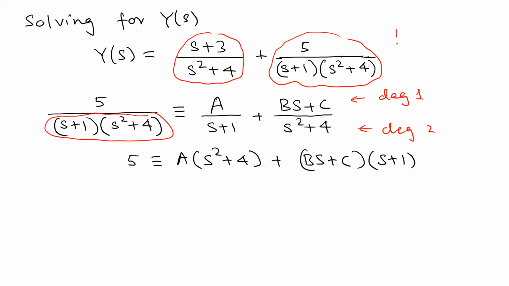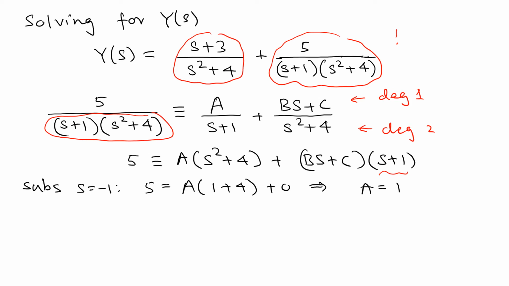So let's do substitution. You can see that you can make this term 0 by plugging in s equal to -1. So when you do that, you get 5 on this side. This is A. When you plug in -1, 1 squared is 1, so it's 1 plus 4, which is 5, and you can see this other term is 0, and because of that you get A equal 1. And that's it. You cannot find any more using substitution. So next we're going to go with the coefficients.